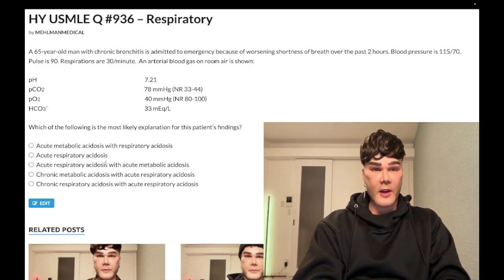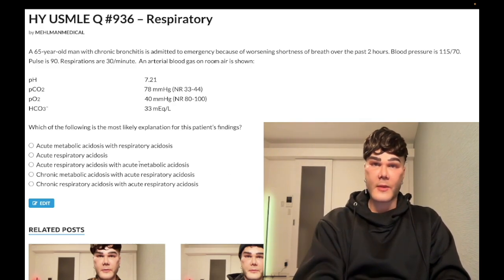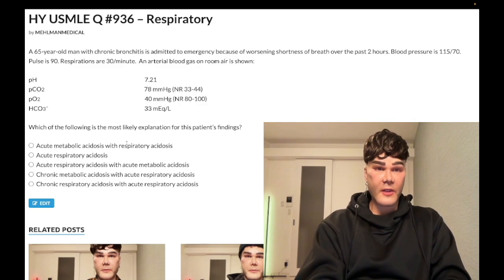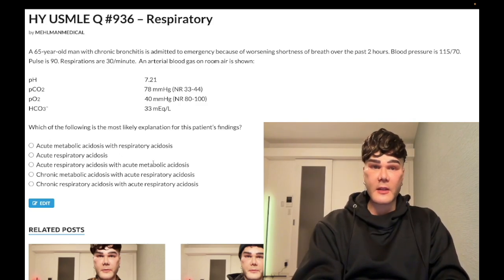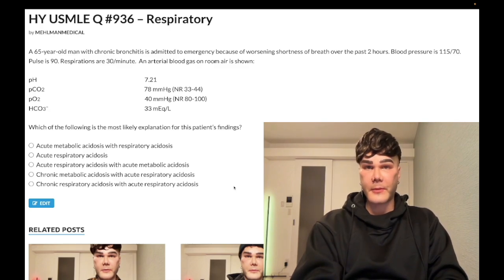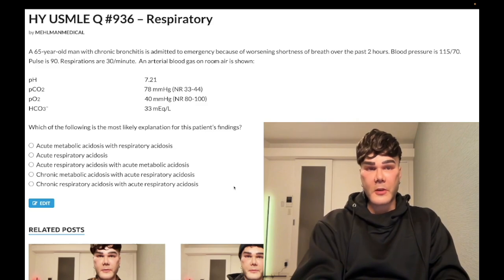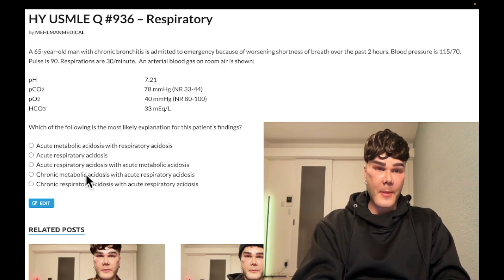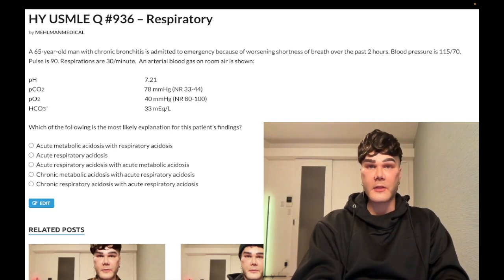Choice C, acute respiratory acidosis with acute metabolic acidosis, wrong answer. Not really much different from choice A, is it? You clearly can't have an acute metabolic acidosis if your bicarb is elevated. Wrong answer. Choice D, chronic metabolic acidosis with acute respiratory acidosis, wrong answer. I don't really know what to say. We're going to harp on this point repetitively: with metabolic acidosis, it can't be an elevation in bicarb. Wrong answer.